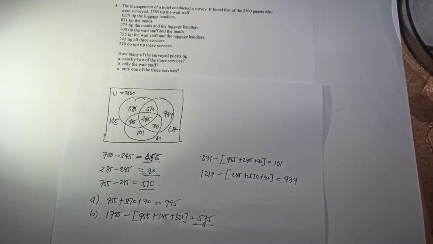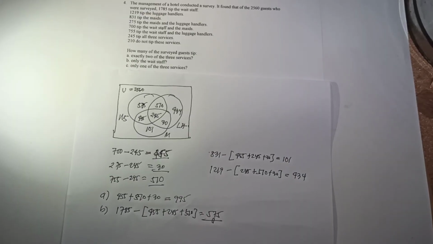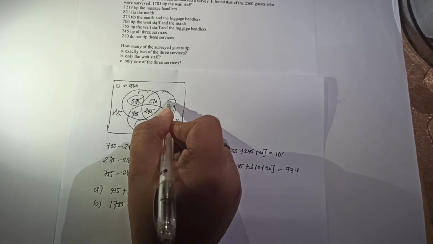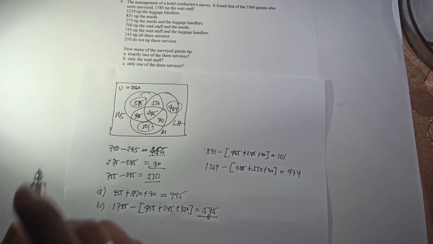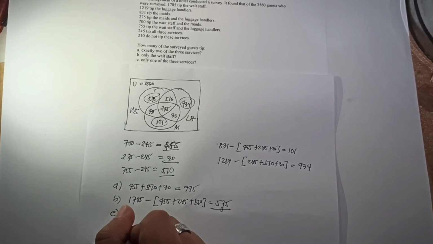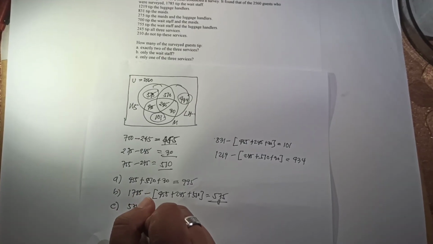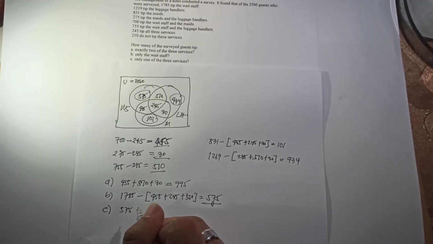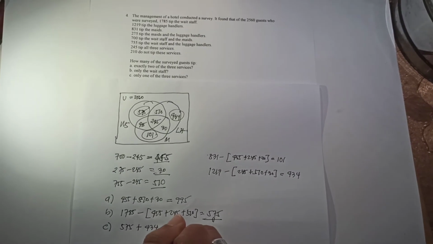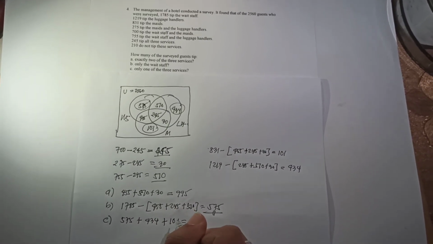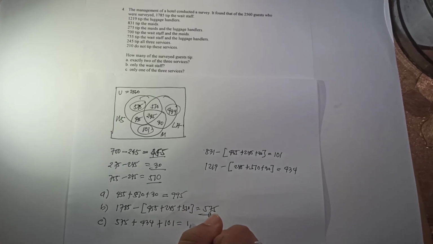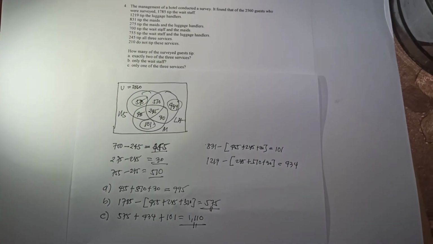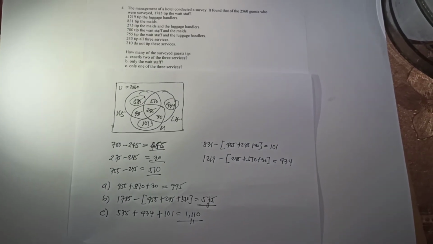Now we can answer for letter C, only one of the 3 services, because we're going to pick 101, 575, and 434, because only one of the 3 services. So we have here 575 plus 434 plus 101. So the result of this one is 1,110. So these are the answers of the problem A, B, C.